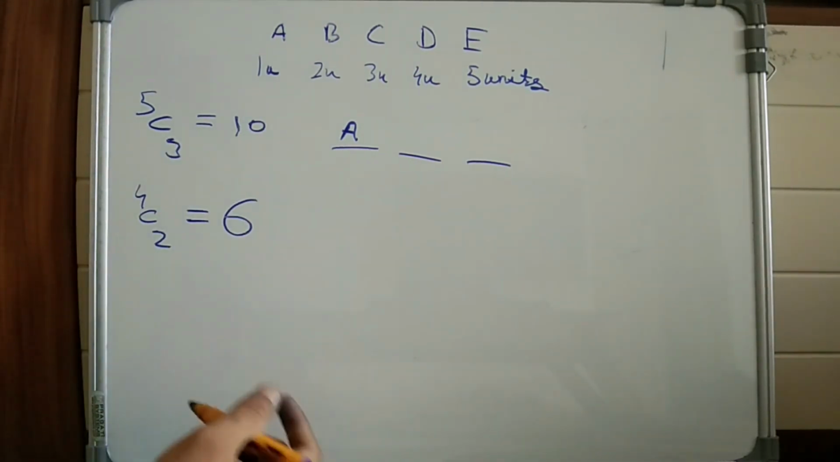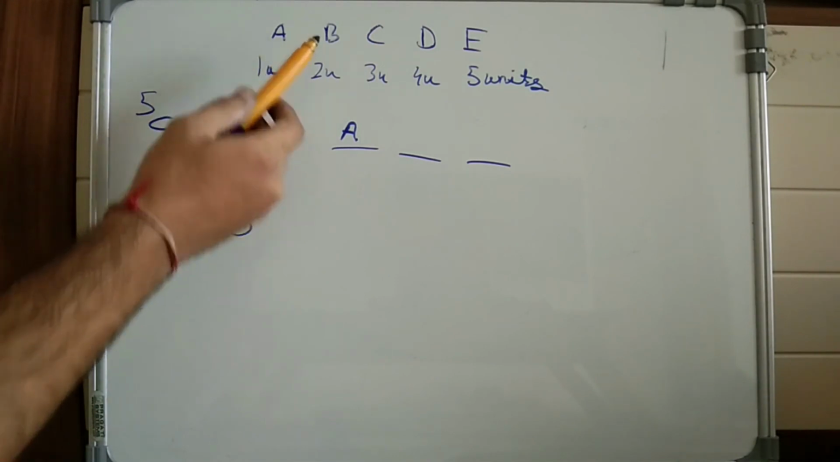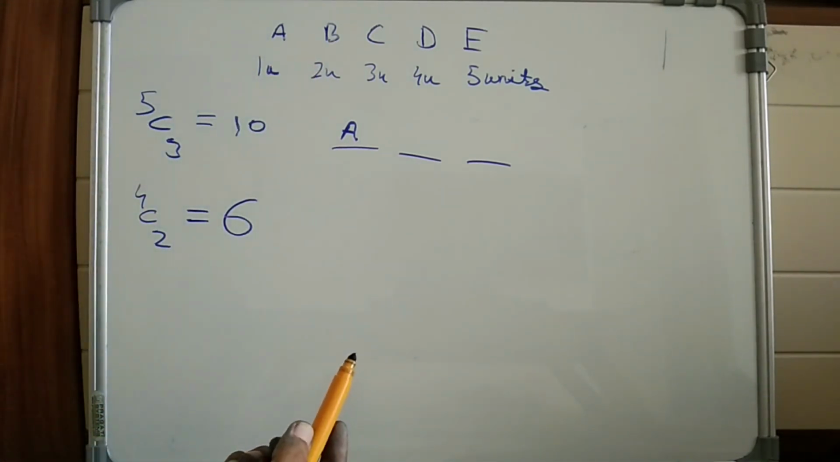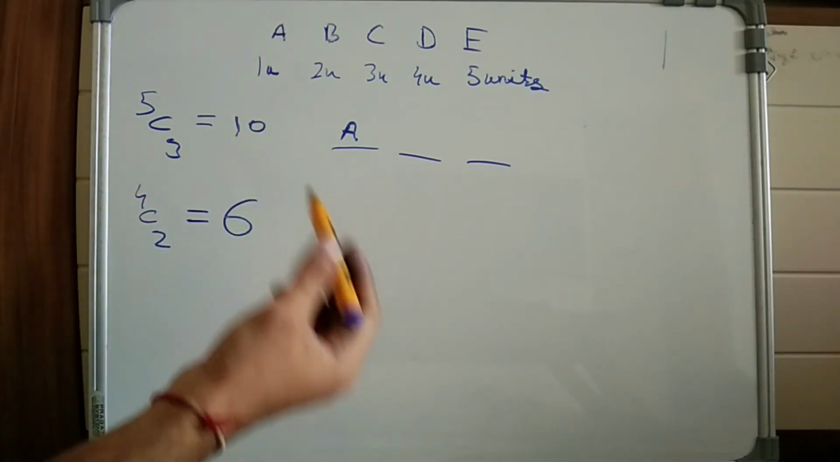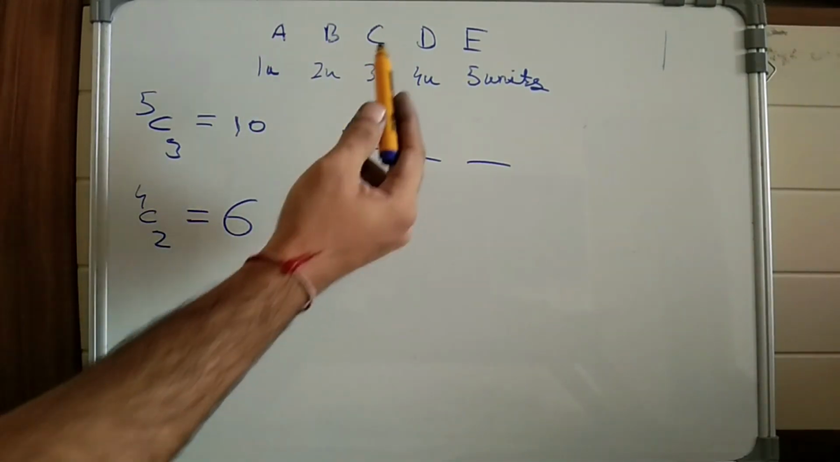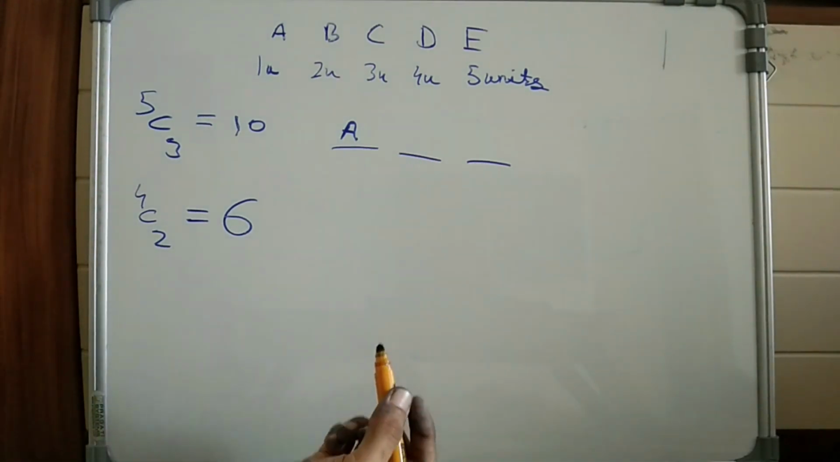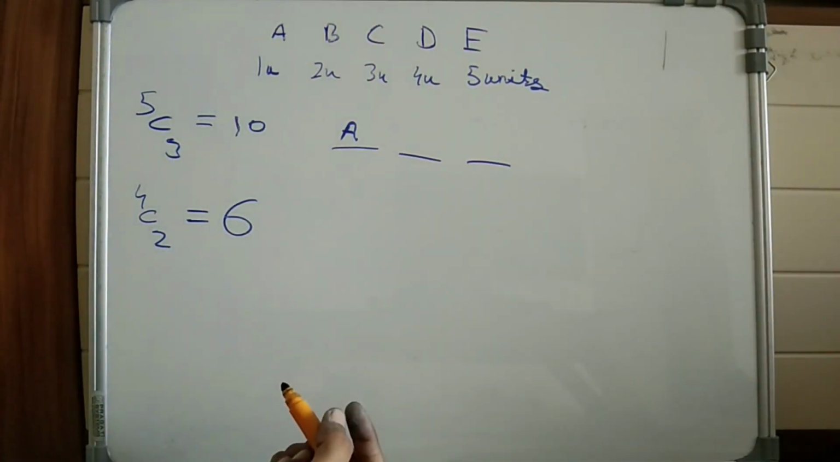Similarly, can I say this? B will also be there in 6 groups out of the total 10. Similarly, C will also be there in 6 groups out of 10 groups, and similarly for D and E. So each one of them is working in 6 groups.